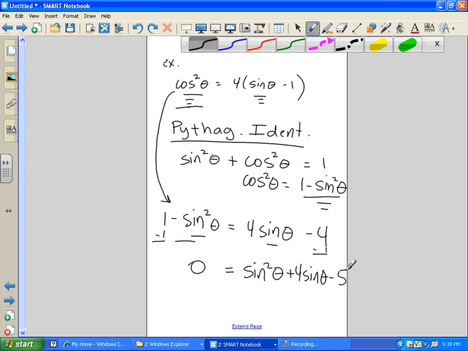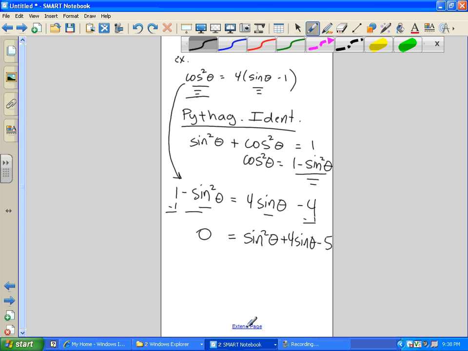Okay, now we're back to what we were starting on from Friday. It's just a quadratic form, so what we'll do is let A be equal to the sine of theta. I'm going to use a little A equation here, so that would be A squared plus 4A minus 5. And now factors of 5 that subtract to be 4 would be 5 and 1.